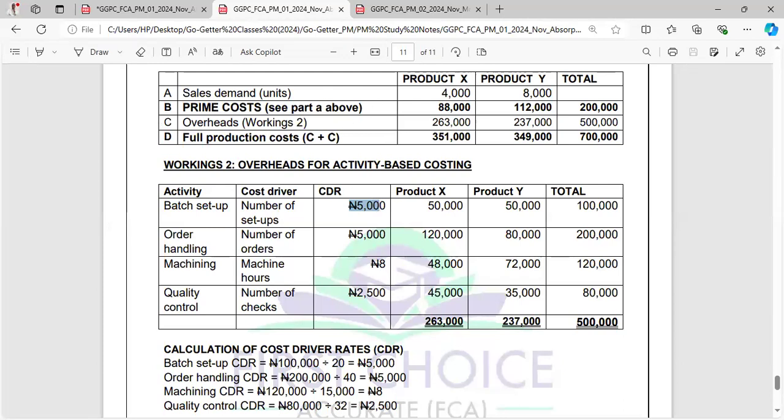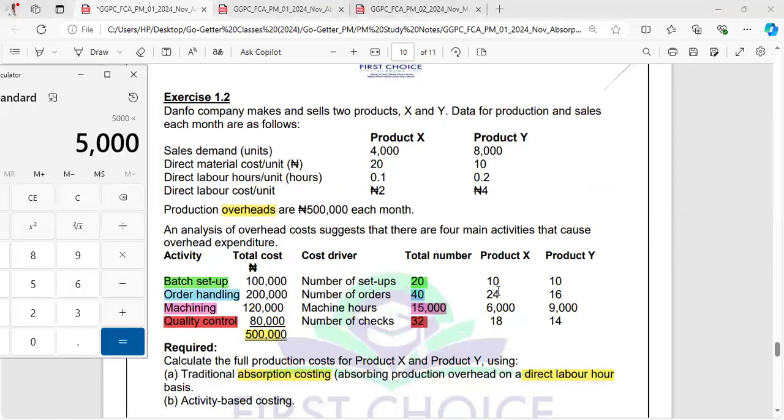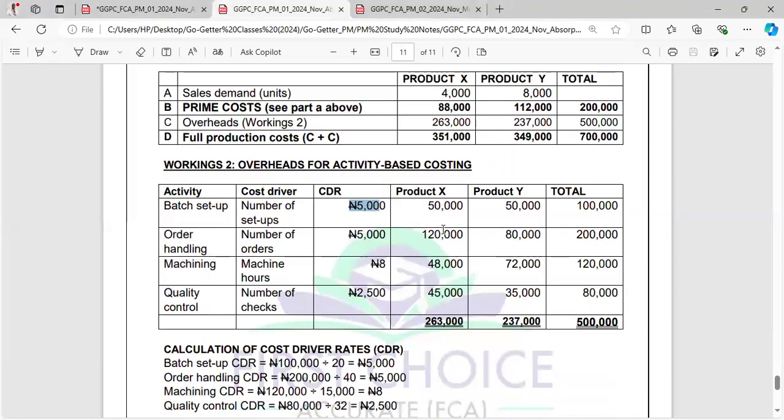Right, so the next one, we have 5,000 again, multiplied by what? The cost driver here is 24 and then 16. So 5,000 times 24 gives 120. 5,000 times 16. I'm multiplying by 16 here, and that gives me 80,000. So that's the 80,000, and that's the 120.